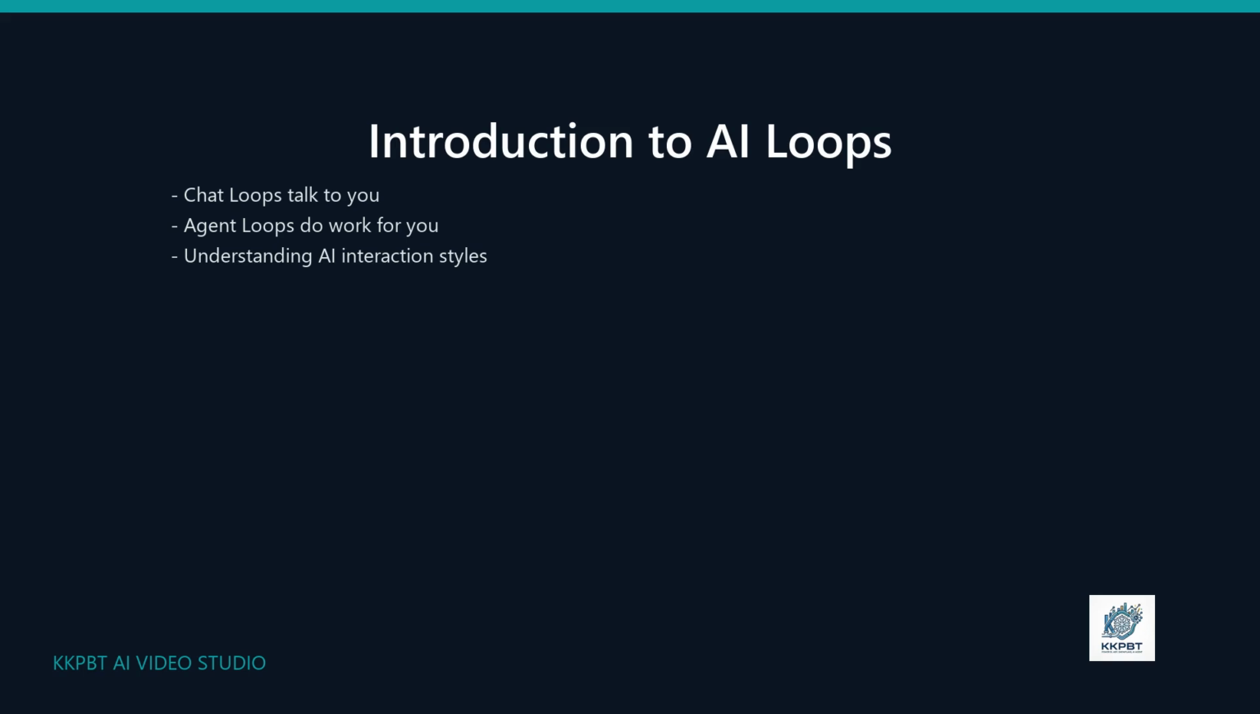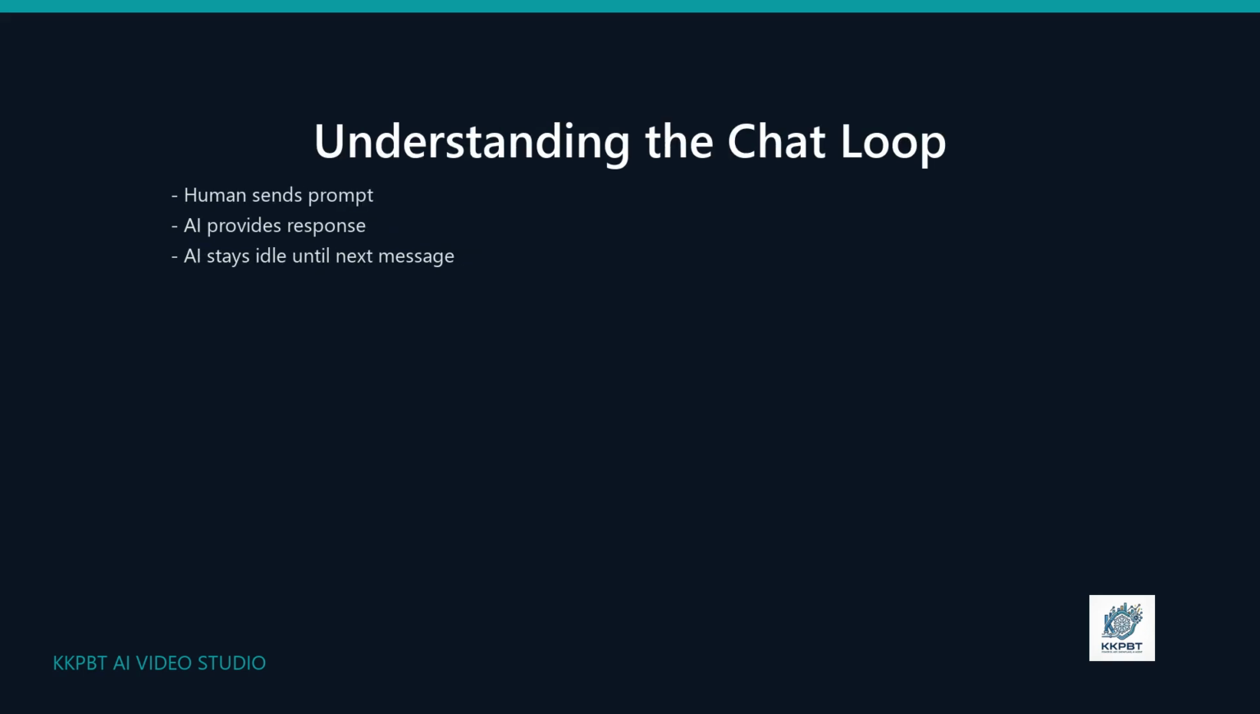Welcome back. Have you ever wondered why some AI tools just talk back to you, while others can do actual work on their own? Today, we are breaking down chat loops versus agent loops in simple terms. A chat loop is what most of us use daily with standard AI chatbots. You type a prompt, the AI reads it, gives an answer, and then completely stops. It sits idle, waiting for you to type the next message. It relies entirely on human interaction to move forward.